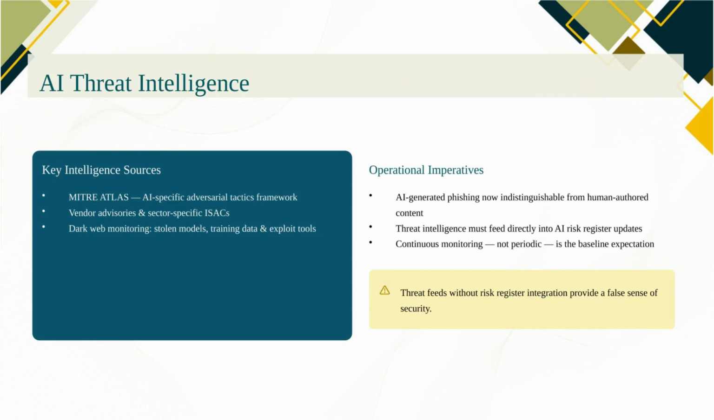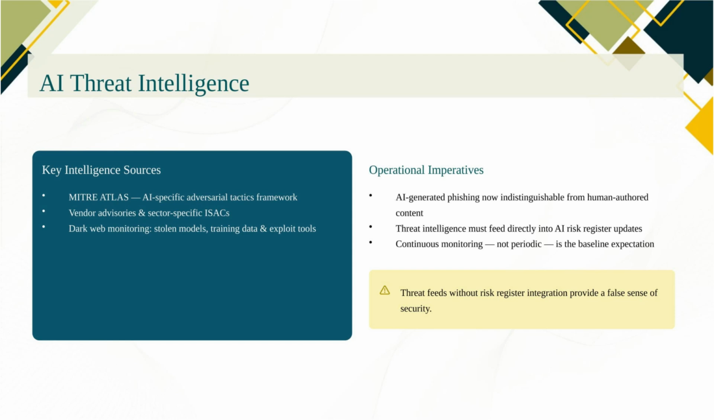Threat intelligence for AI goes beyond your standard threat feeds. You need to actively monitor AI-specific sources, MITRE Atlas for adversarial tactics, vendor advisories for model vulnerabilities, and information sharing and analysis centers relevant to your industry. Dark web monitoring is increasingly important. Stolen AI models, training data, and exploit tools for AI systems are appearing on dark web marketplaces.